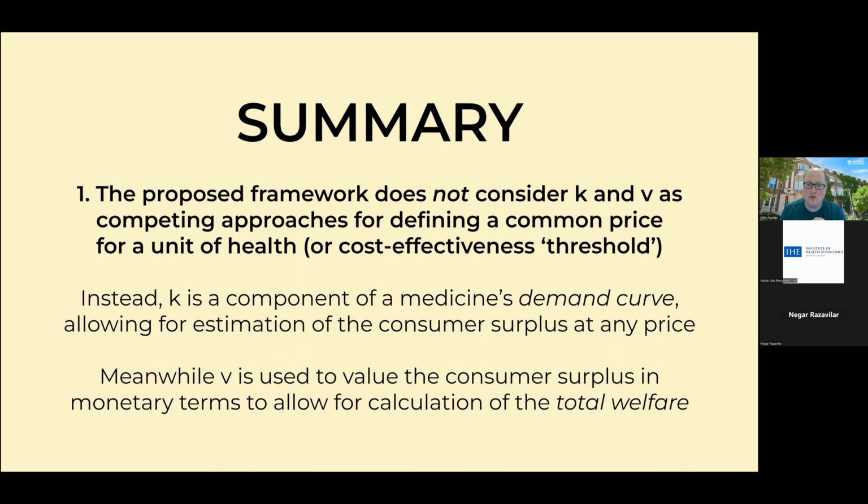There are papers that talk about what should our threshold be. Should it be K or should it be V? And what I'm proposing here is neither, right? Both are important. K is a component of the medicine's demand curve, and that allows for estimation of the consumer surplus. V is used to value the consumer surplus in monetary terms, so we can calculate the total welfare. But once you've done that, you then need to think about, well, what is the fair share of that surplus between producers and consumers? And that's going to determine your policy threshold in practice. It's not necessarily K or V.